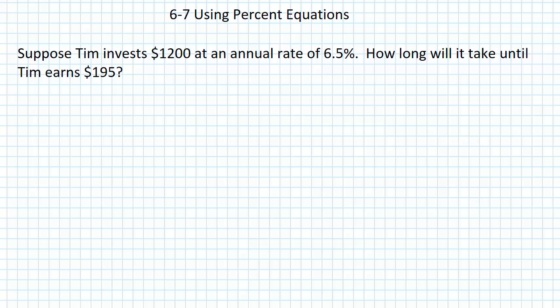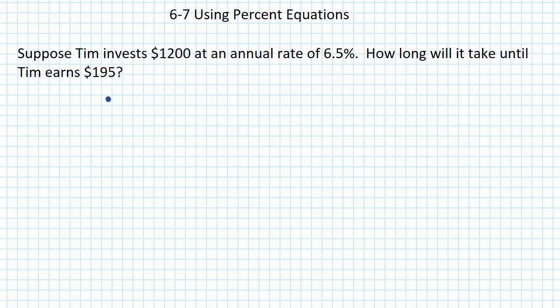So what that means is he's earning interest. The bank or the investment firm, whomever, is giving him $6.50 every year for every 100 he has. So after 1 year, he's going to have $6.50 times 12, right? Because he has $1,200 invested. He's going to get 6.5 for every one of those 100 every year. So how long is it going to take him to earn $195? That's going to be in interest.